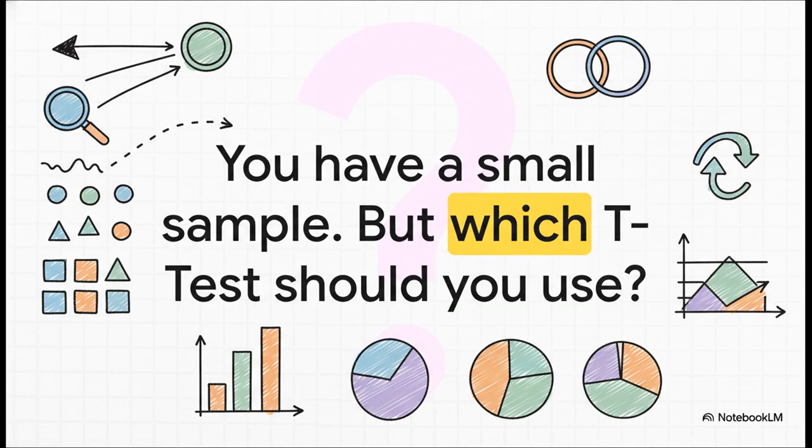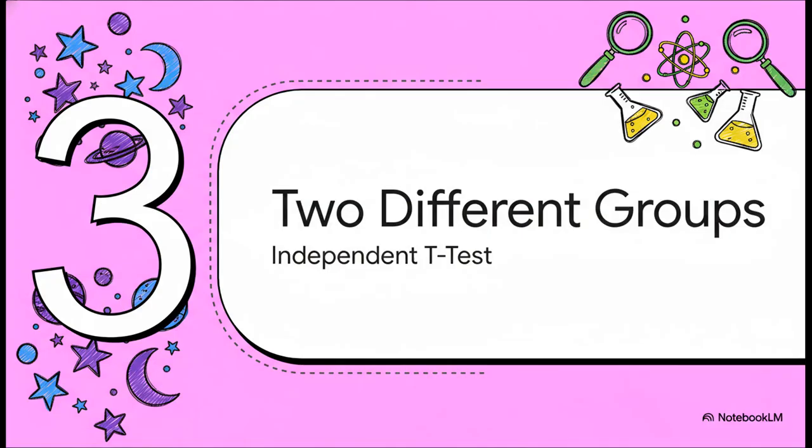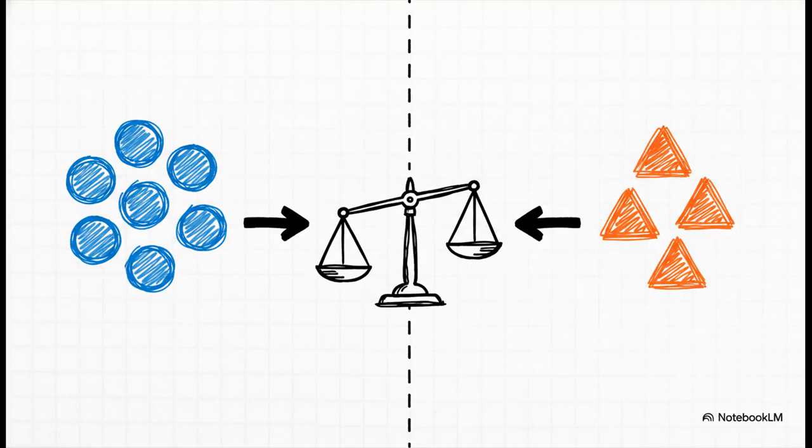And this brings us to a really crucial point. Not all t-tests are created equal. The right one to use depends entirely on the kind of groups you're comparing. So let's break that down, shall we? First up, let's talk about the most common scenario: comparing two groups that are completely separate from each other. Like comparing apples and oranges. This is where we use something called the independent t-test.